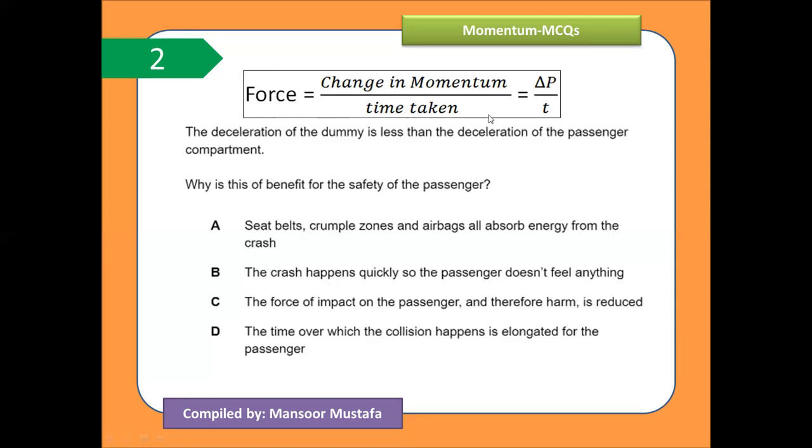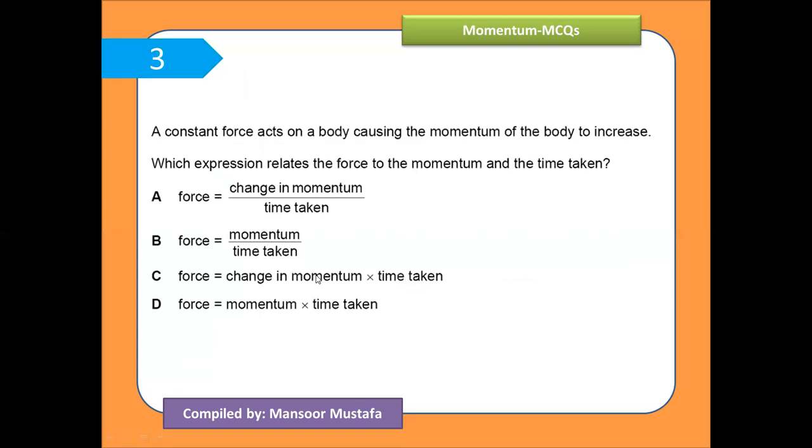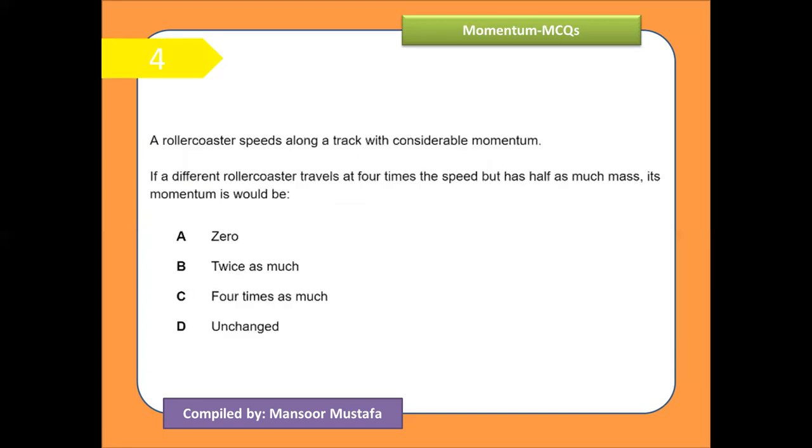And this advantage is produced by increasing the amount of time. So from the options, D will be the correct one, since it will elongate the time, and that will be an advantage for the passenger. Now moving to the next question, this is quite a simple question. In this question you only have to find the correct relationship between force and momentum. This is what we have discussed: force is the change in momentum per unit time.